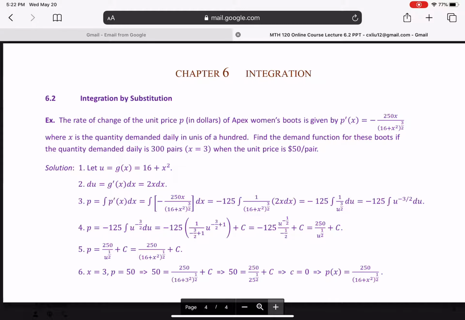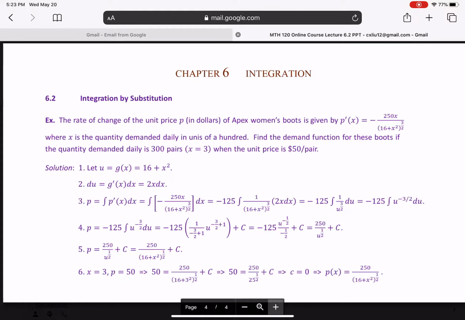So in step 4, we just integrate it to get negative 125 times 1 over (negative 3 halves plus 1) times u to the (negative 3 halves plus 1) plus c using the power rule. So that becomes negative 125 u to the negative 1 half over negative 1 half plus c, which is 250 over u to the half plus c. So replace u by 16 plus x squared. In step 5, we get p equals 250 over (16 plus x squared) to the half plus c.